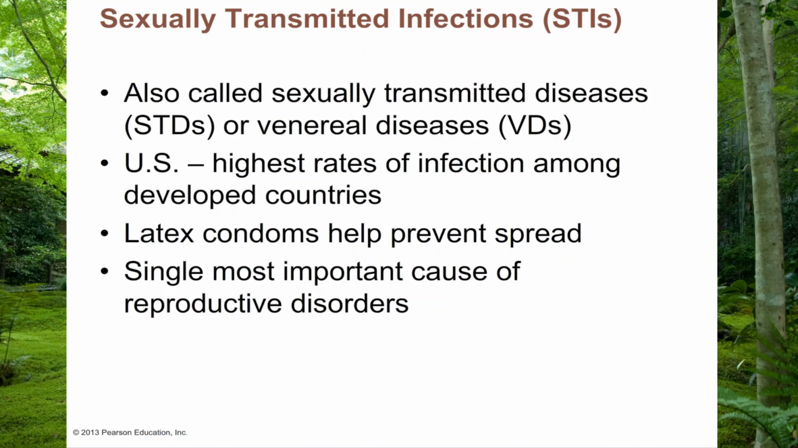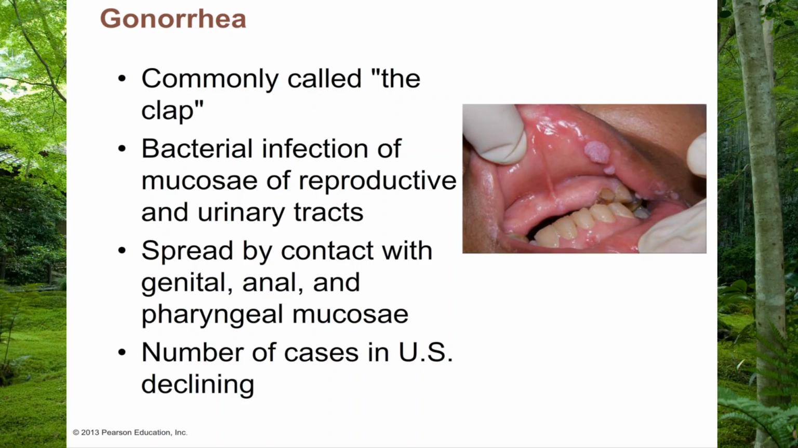So our first sexually transmitted infection is gonorrhea. Gonorrhea is commonly called the clap, and it's basically caused by a bacterial infection of the mucosa of the reproductive tracts and urinary tracts. And it can be spread by contact with genital, anal, or pharyngeal mucosae. As you can see on the right, this person actually has some gonorrhea within his lips and also in his gums.